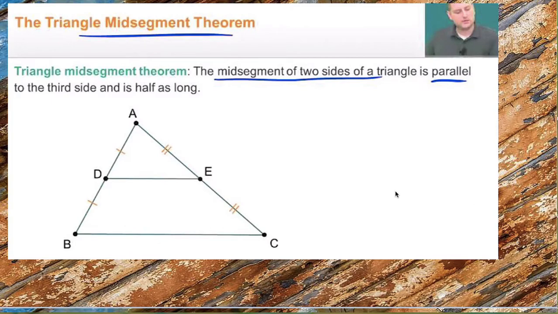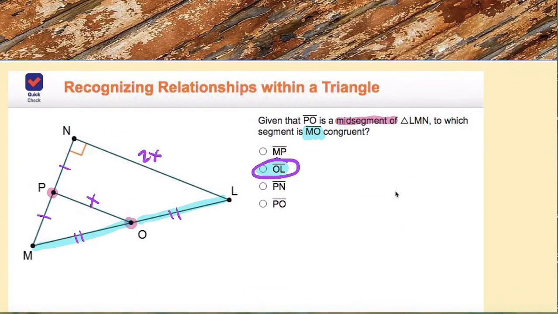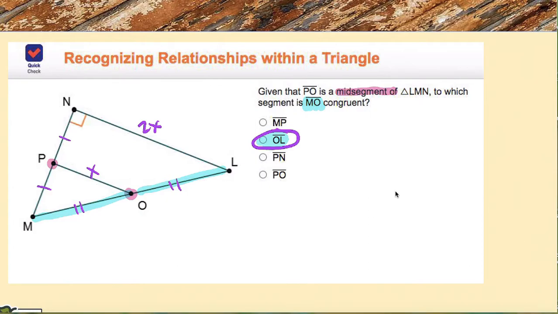The triangle midsegment theorem states that the midsegment connecting two sides of a triangle is parallel to the third side and half as long. So there are two things about it. Not only is it half as long, but it is parallel. So we could go back to this image and make the statement that PO is parallel to NL.